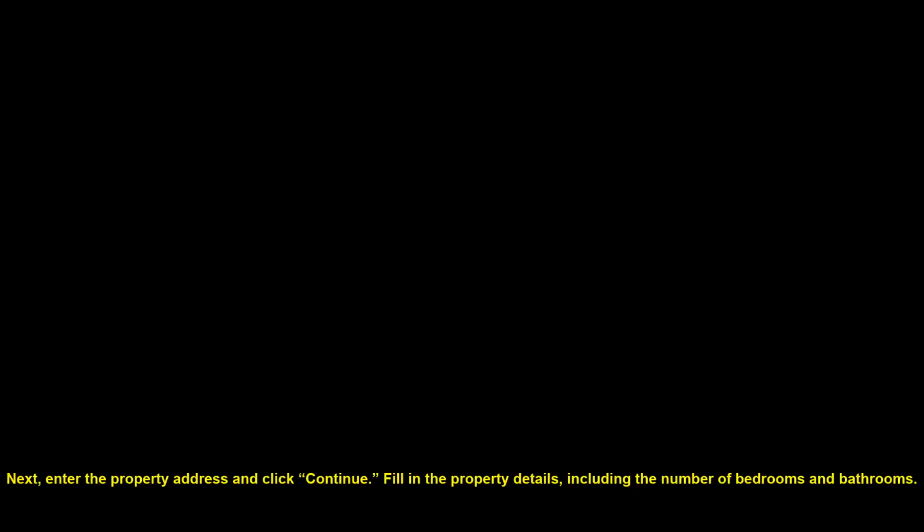Fill in the property details, including the number of bedrooms and bathrooms. You can also add descriptions and upload photos of the property. Once you've added all the details, click Save and Continue. Review your property listing to ensure everything is accurate.